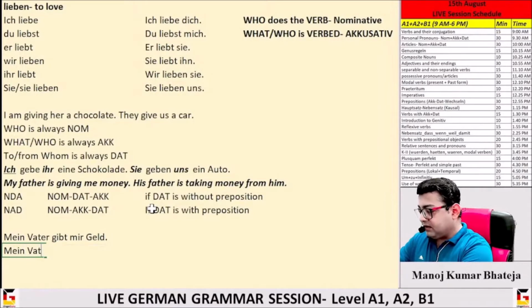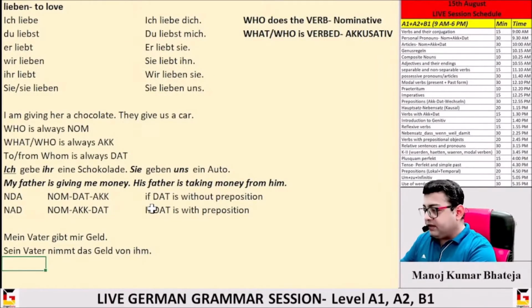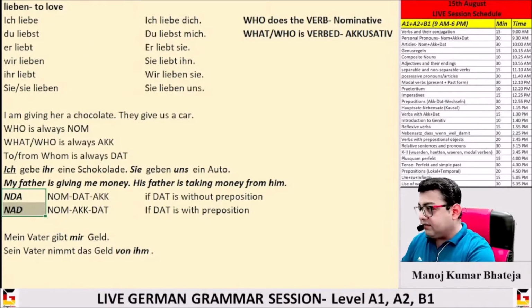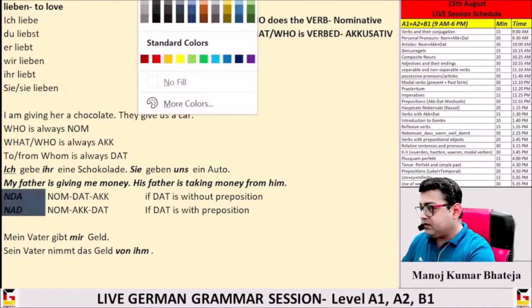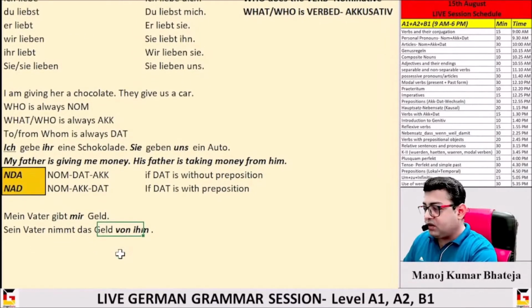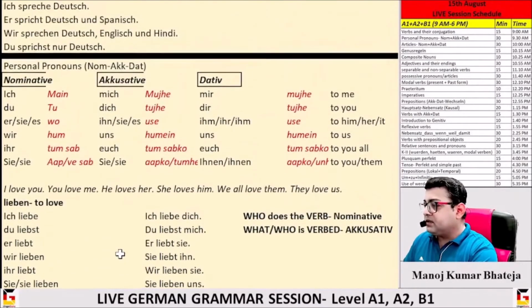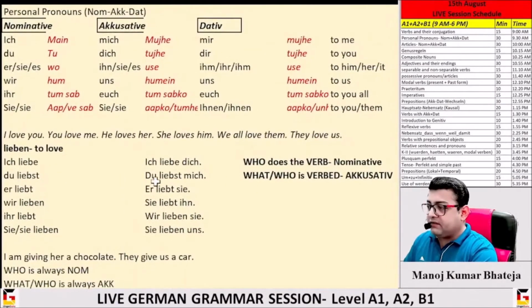So, mein Vater nimmt das Geld von ihm. Now in this one, it is mir, which is dative, but without preposition. तो ये accusative से पहले आएगा. इस केस में von ihm, which is from him, ये हमारा accusative के बाद जाएगा. ये rule हमारा very important. This is important. This was a small description of personal pronouns, nominative, accusative, and dative.